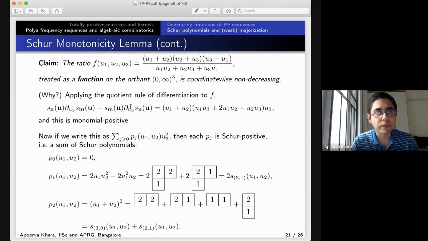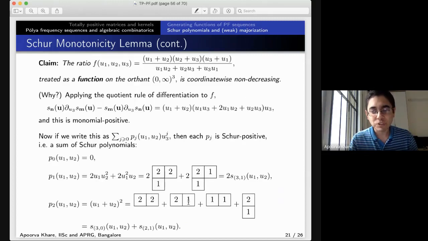Since we differentiate with respect to u3, because it's a symmetric function, you can differentiate in any variable. So if you differentiate with u3, write this down as a sum of a polynomial in u3. The coefficients are symmetric functions in u1 and u2. And the claim is then that each pj, each coefficient, is actually a Schur positive function. So first of all, this is multiplied by u3, so there is no constant term. The linear term is u3 times (u1 plus u2) times 2u1u2, this number here. But this is actually a Schur polynomial times 2. The other coefficient is (u1 plus u2) squared times u3 squared.